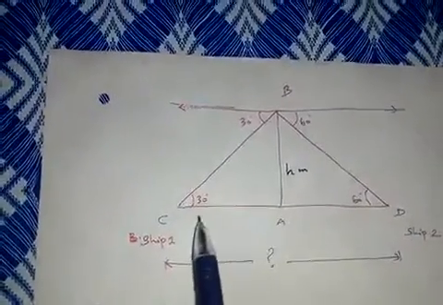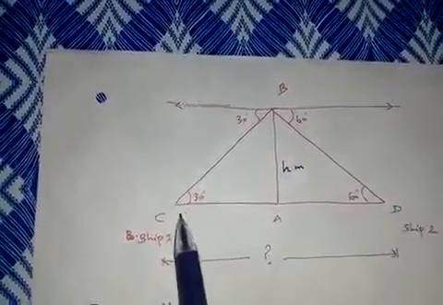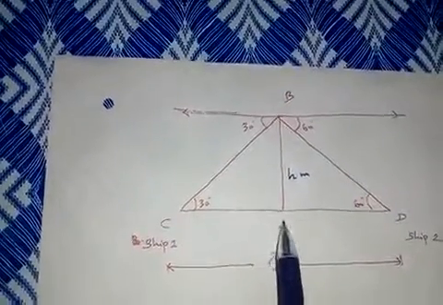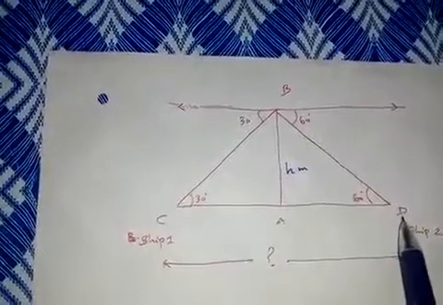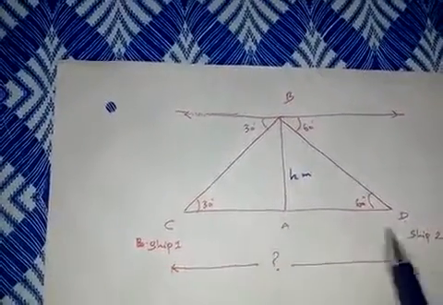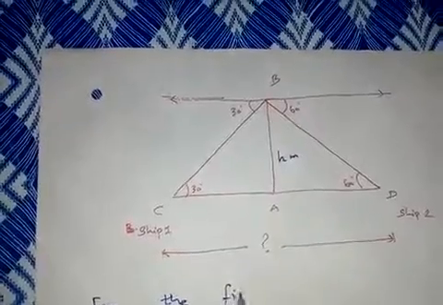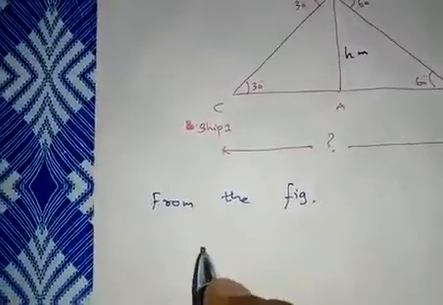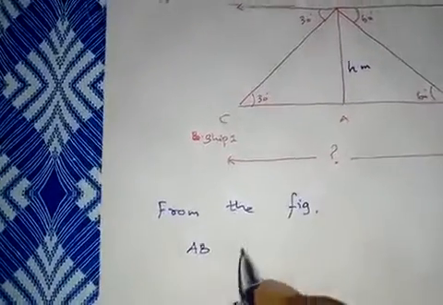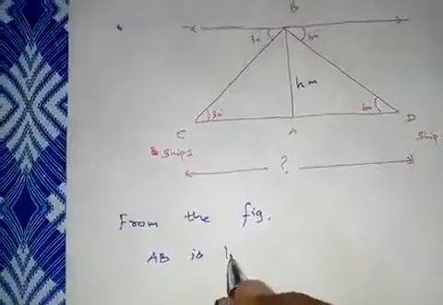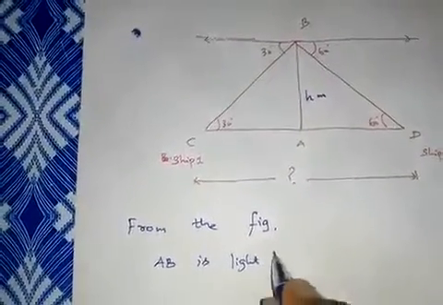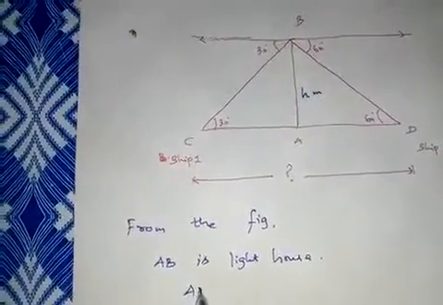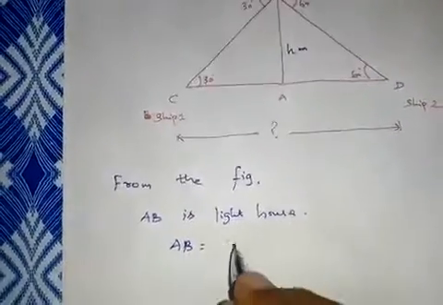That is the distance between C and D. When we want to find the distance between two ships C and D, we have to first calculate the distance between A and C and A and D. Then we have to add AC and AD. So from the figure, AB is the lighthouse. So what is the AB value? AB is equal to h meters.